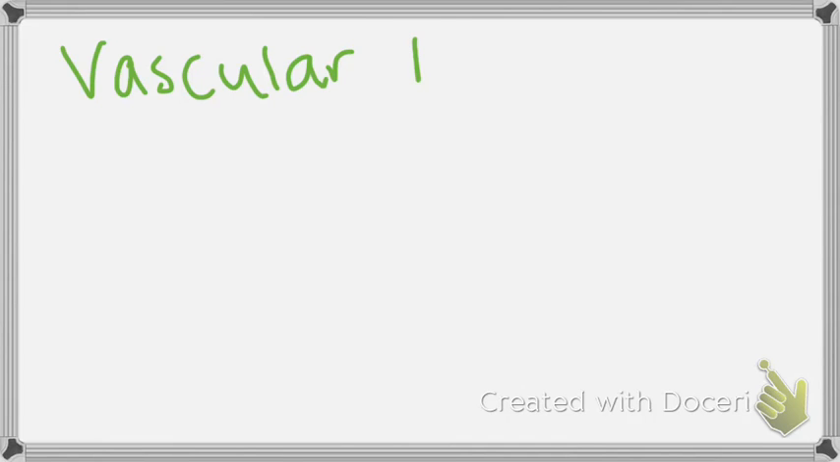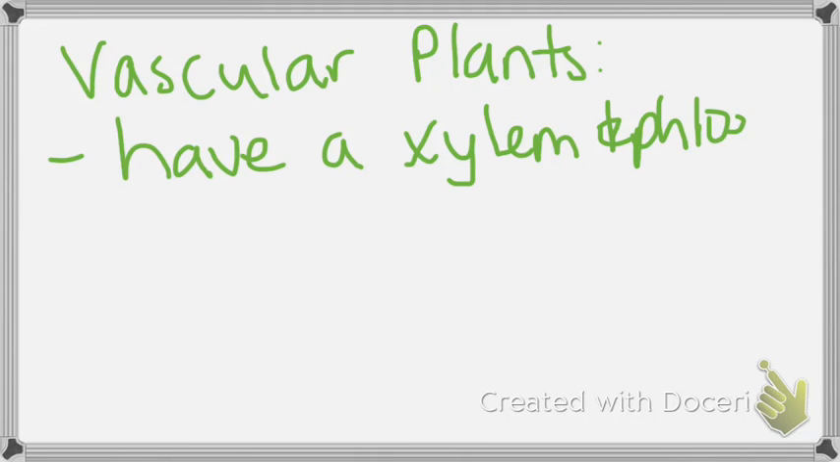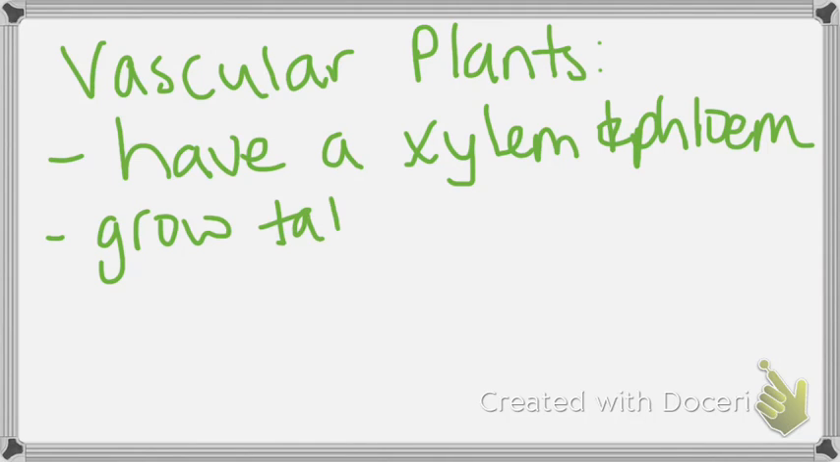So our other type of plant category is vascular. Right, vascular plants. And vascular plants are what we think of when we think of normal plants. These are going to be our trees, grasses, flowers, etc. Okay, so these have a xylem and phloem, which we are going to label and discuss the function of coming up pretty soon. And they are going to be able to grow tall, like a tree. And we call this category of plants tracheophytes.